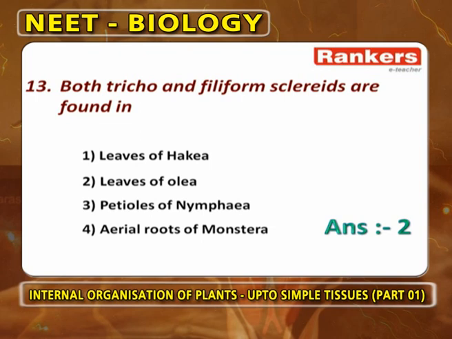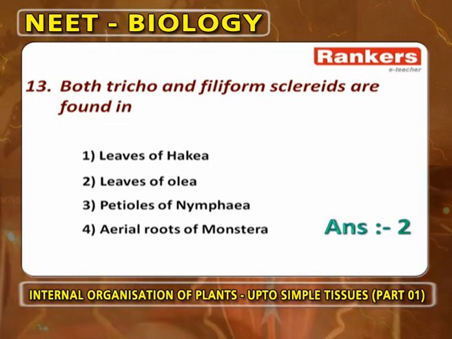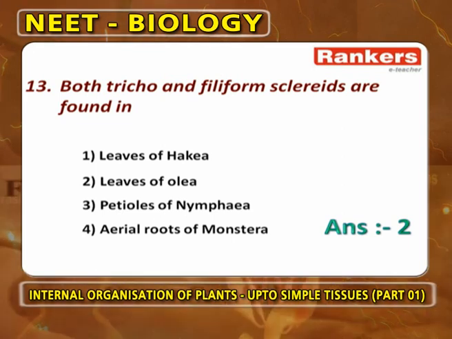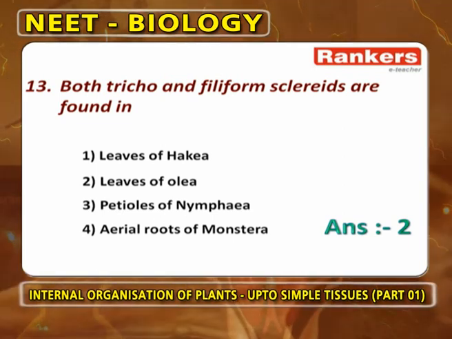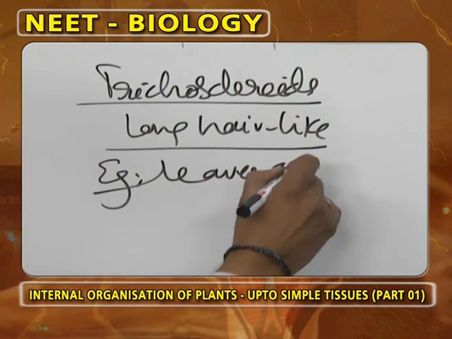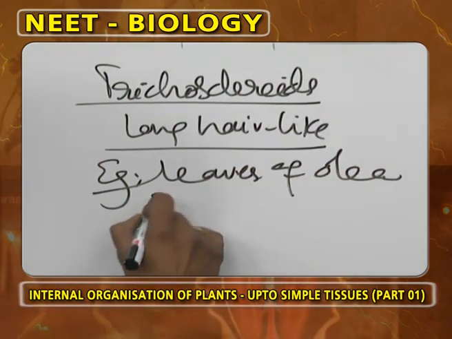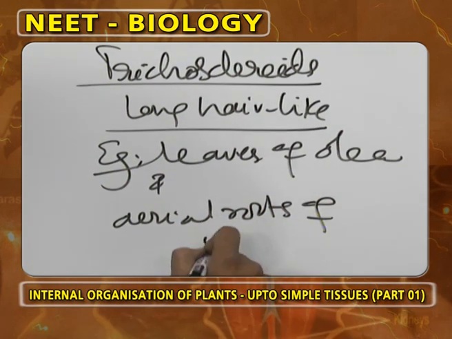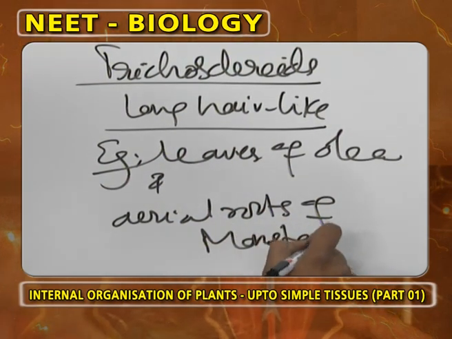Both trichosclerids and filiform sclerids are found in. Trichosclerids means long hair-like branched sclerenchyma cells which enter into intercellular spaces. Leaves of Olea and aerial roots of Monstera are the example.